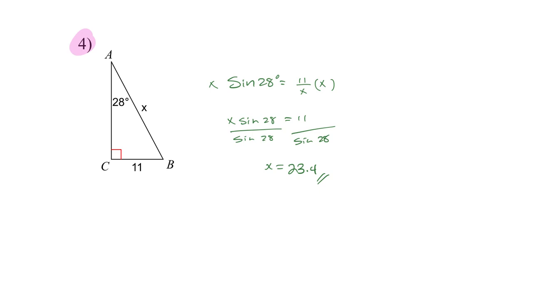Okay, so number 4. Again, from here I have the hypotenuse and I have the opposite, so I'm using sine. So I get sine of 28 equals 11 over x. Again, I'm going to multiply times x and divide by sine. So I get 11 divided by sine of 28. And by going to the calculator, you should have 23.4.